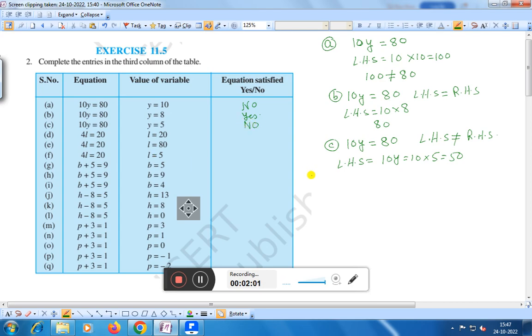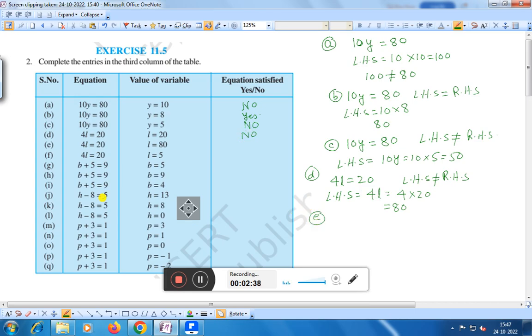Next question D. Question number D is 4L is equal to 20 and the value of L is 20. Therefore, left hand side, that is 4L, and the value of L is 20, that is 4 into 20, that is 80. That means left hand side is not equal to right hand side. Therefore, it doesn't satisfy. The answer is no.